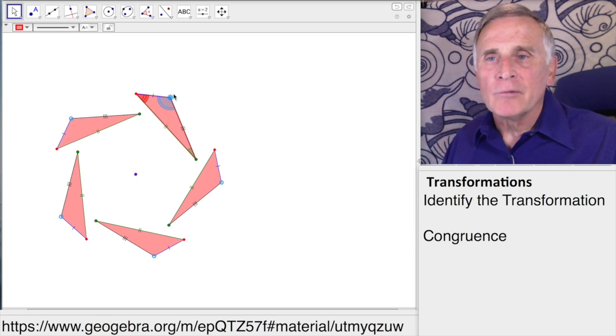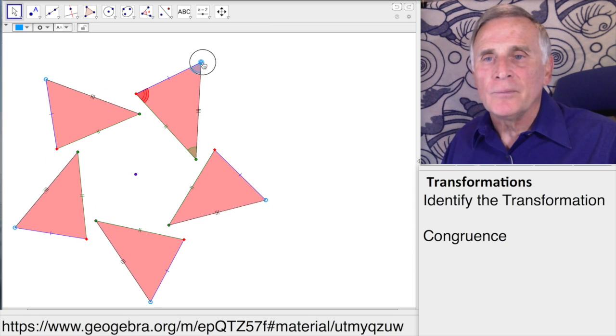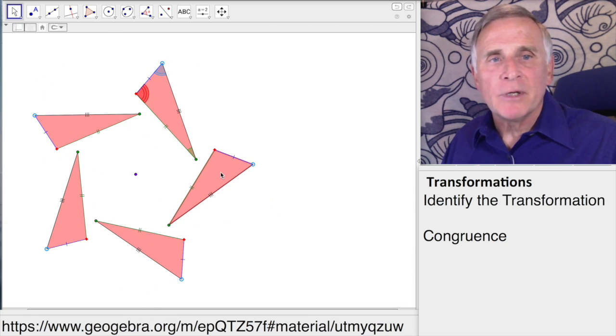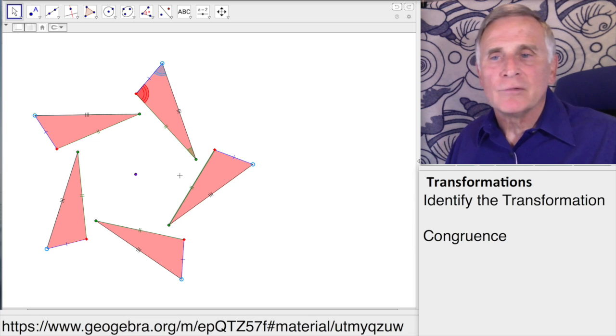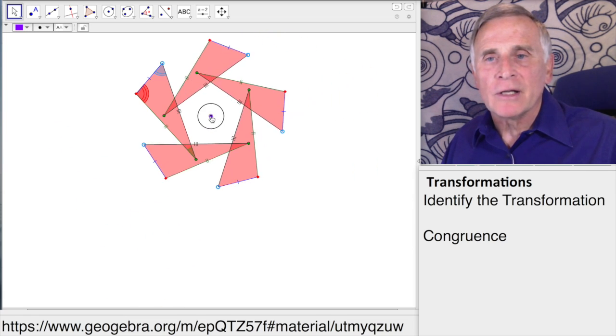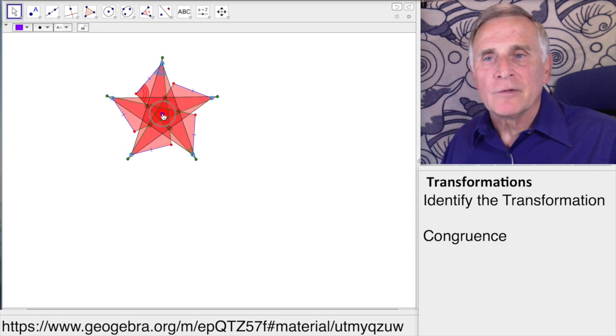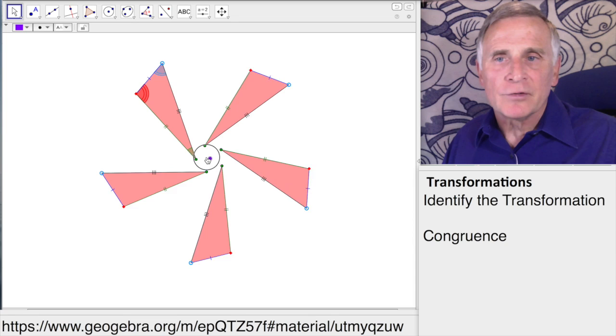And my original is not locked in. I can change that shape as well. The images I can't, because they are dependent on the original. Here's my point of rotation, so I can actually move that around to create different versions of this.